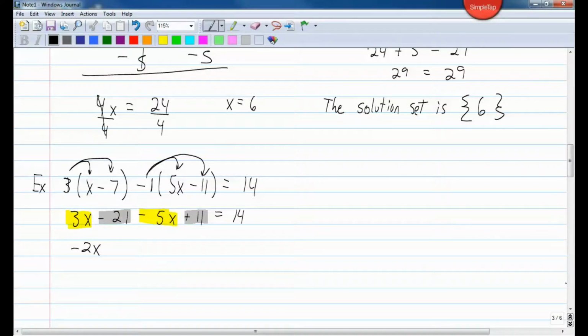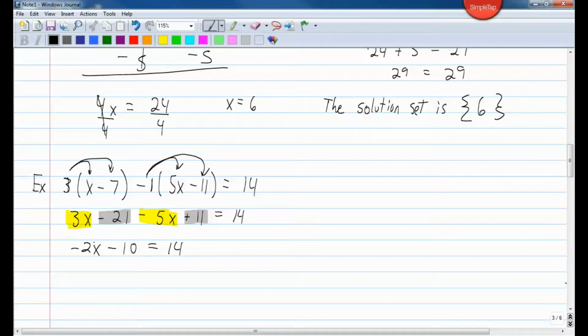Then I have a -21 and a positive 11. That's going to give me a -11. Is that right? No. It's going to give me a -10. Equals 14. Now, once you've combined like terms, you have really nothing else to do other than get the x by itself. We have to combine those like terms first, though. We don't want to start moving things around the equation too early, and sometimes it would work out, but sometimes it would lead to other errors.